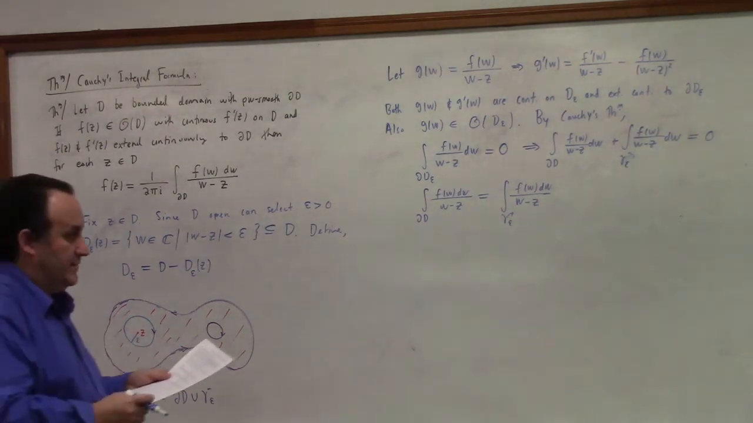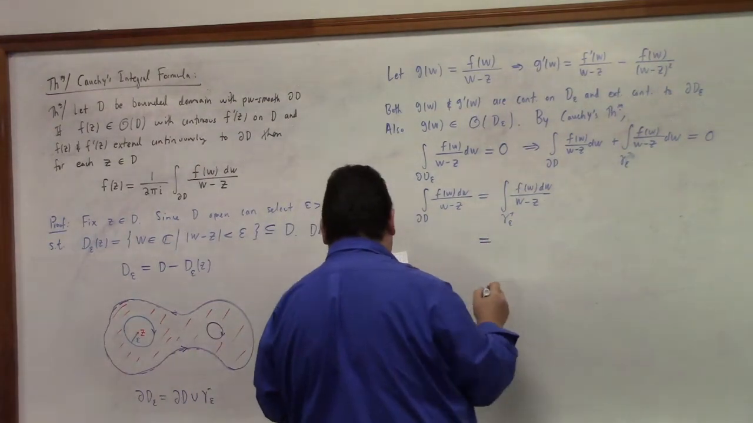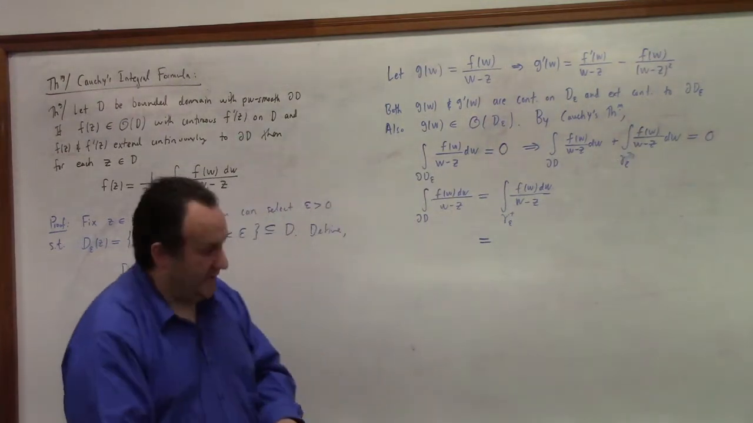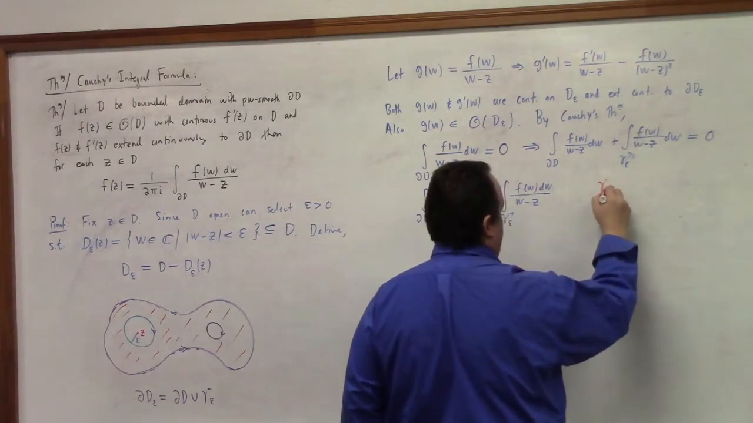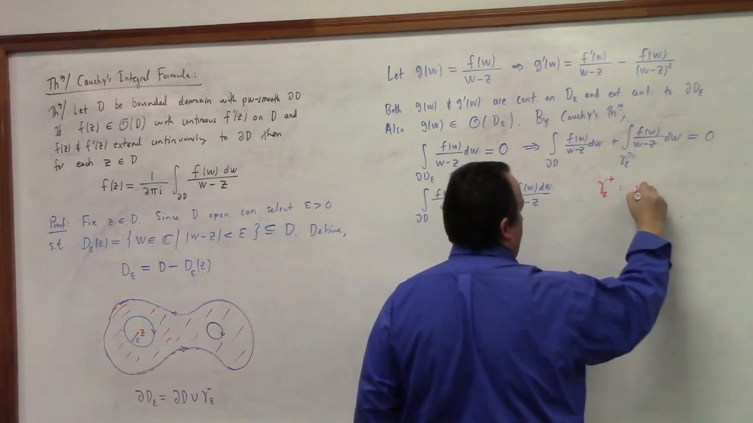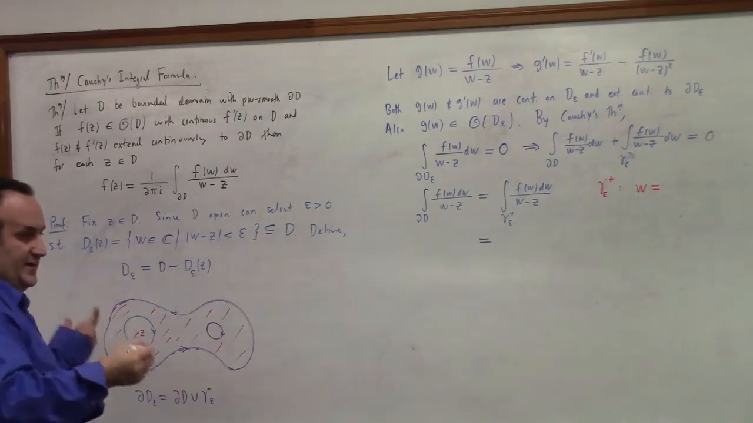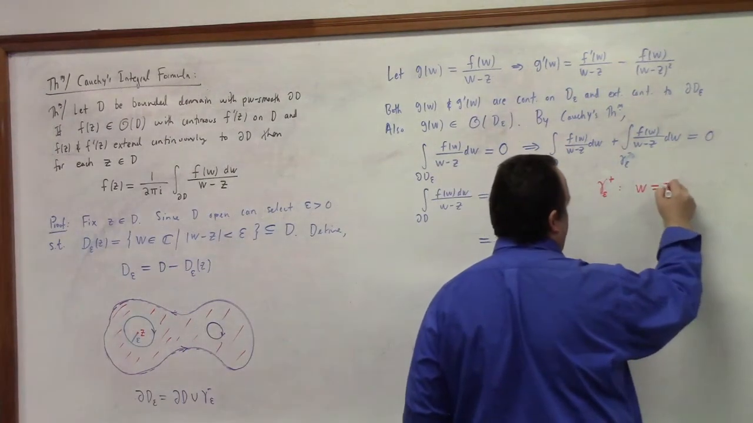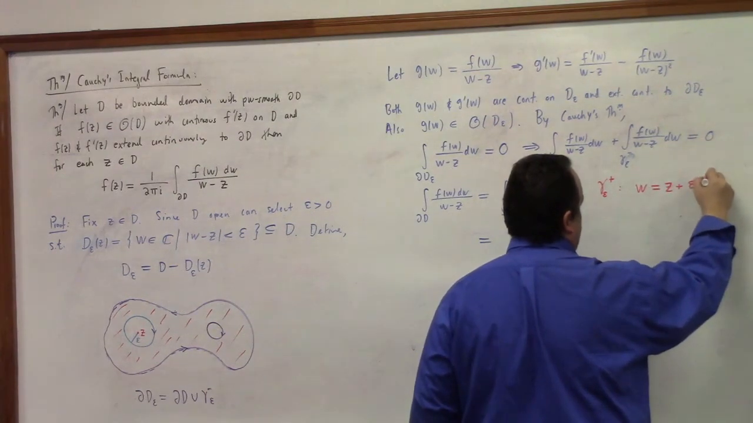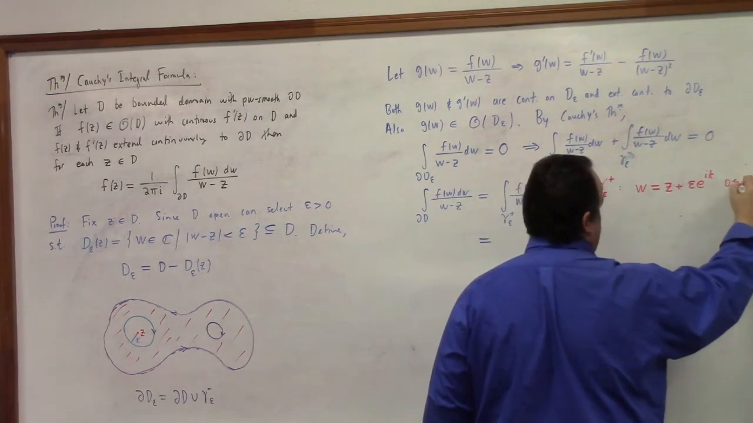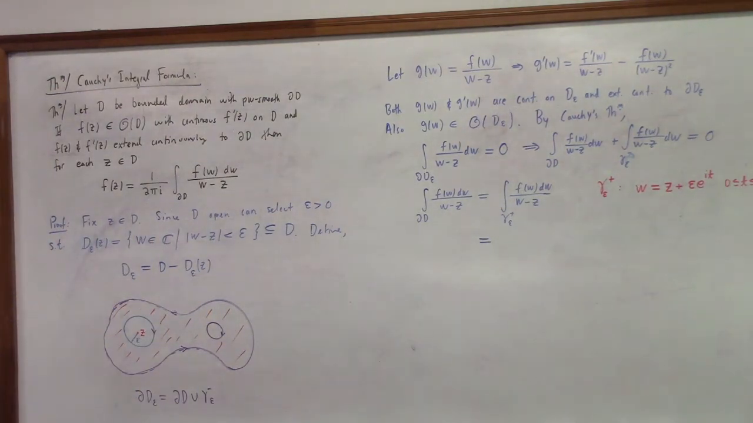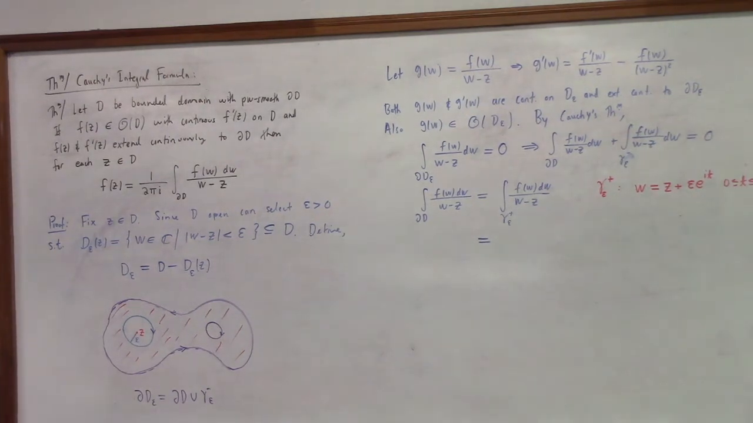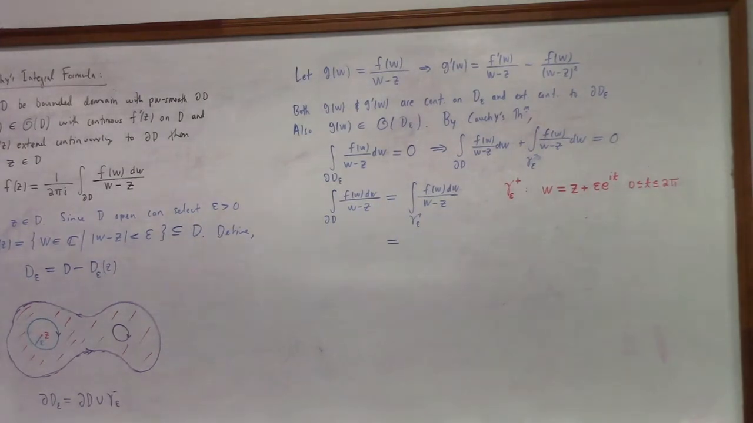And then we just calculate this thing. All right, so how does this calculate? Well, gamma, let me do it in a different color here. What's the parameterization of that circle? W equal to what? So it's this blue circle, right? So Z plus the radius, which is epsilon, e to the i t, with 0 less than or equal to t less than or equal to 2 pi. So what's W minus Z? W minus Z is epsilon e to the i t.